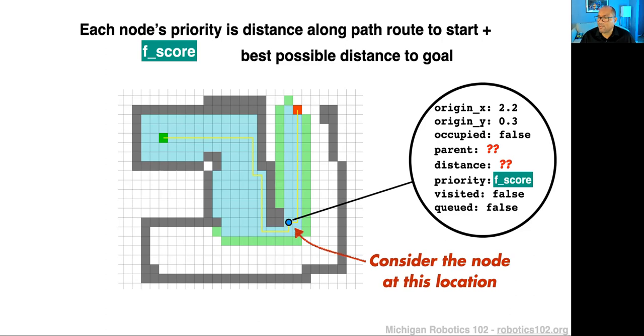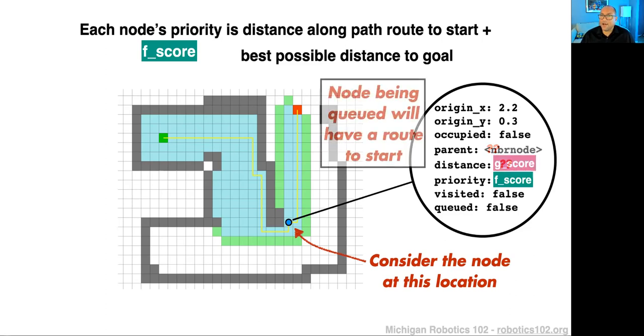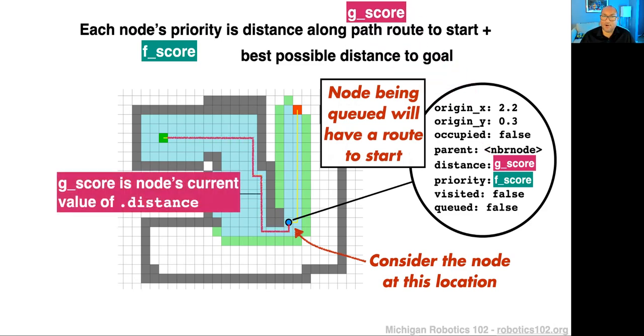By the time we're considering this node to be queued, it will already have a route back to the start. We will be able to assign a route back to the start because it will have some neighbor node assigned as the routing parent back to the start. And there will be a distance assigned for that route that we've been able to compute. That path distance back to start is considered the G score. So the G score is the current route back to the start, given by the dot distance value in the struct.